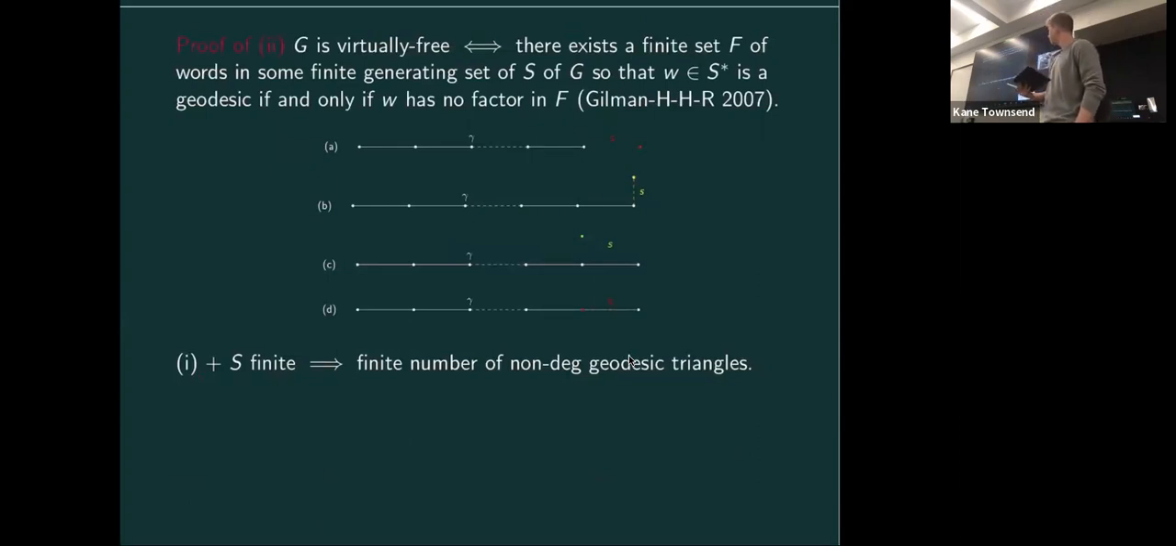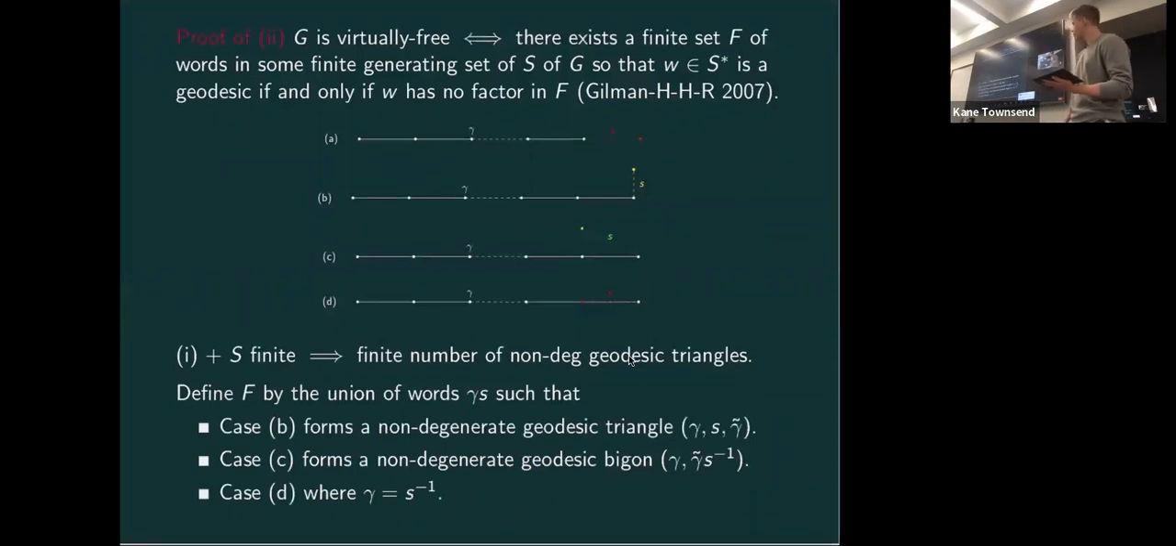So, okay, since we know there's a bound on the size of non-degenerate geodesic triangles, and since the generating set is finite, there's a finite number of non-degenerate geodesic triangles, and so a finite number of degenerate geodesic triangles.